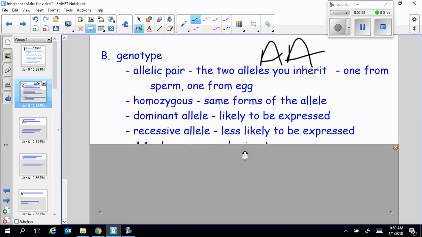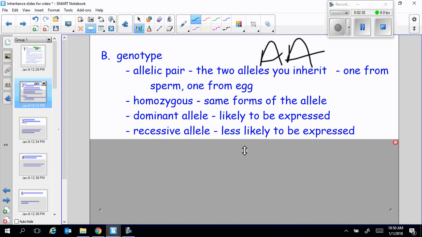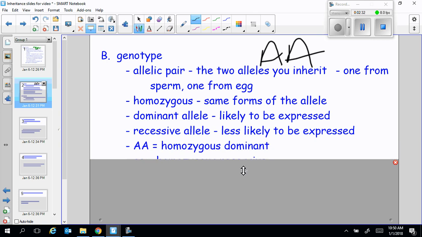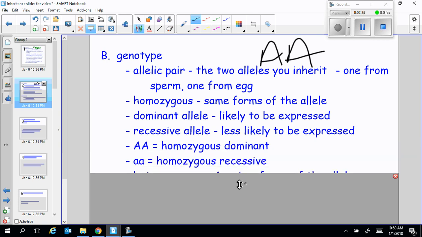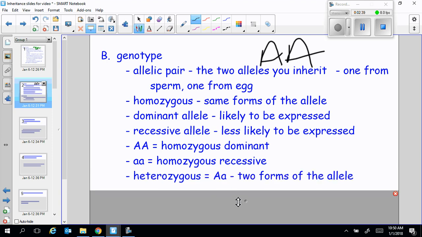The recessive only gets expressed if you are homozygous recessive. So big A big A, you'd be homozygous dominant. Little a little a, you'd be homozygous recessive. And if you are heterozygous, you have both forms of the allele.